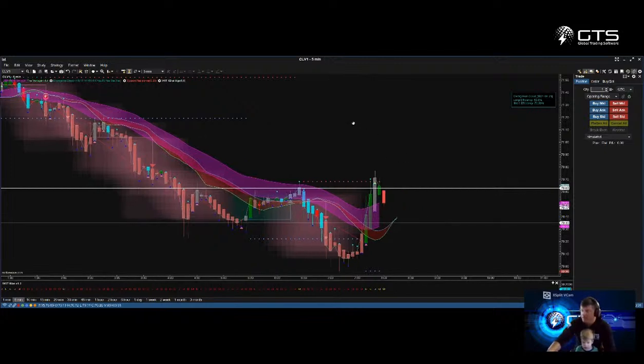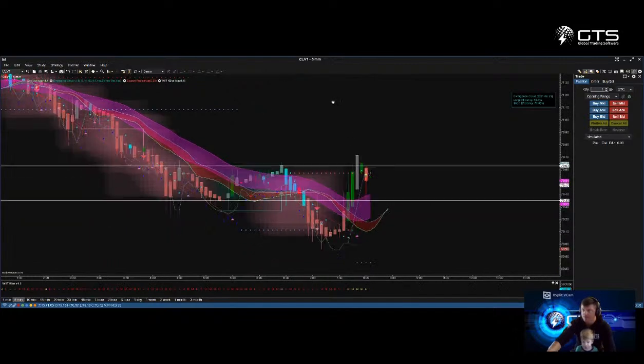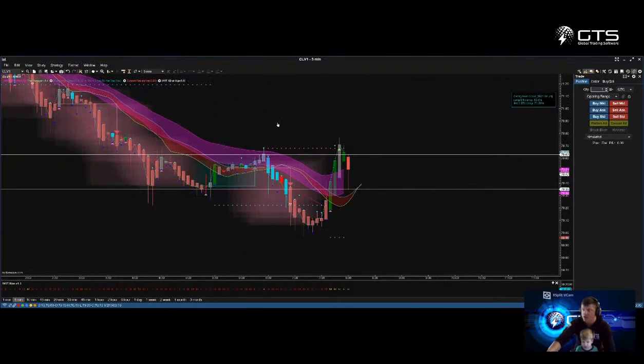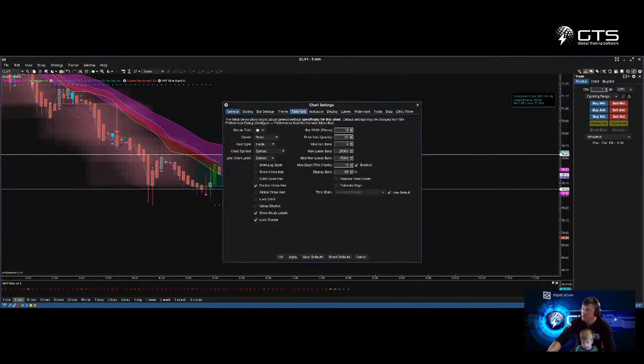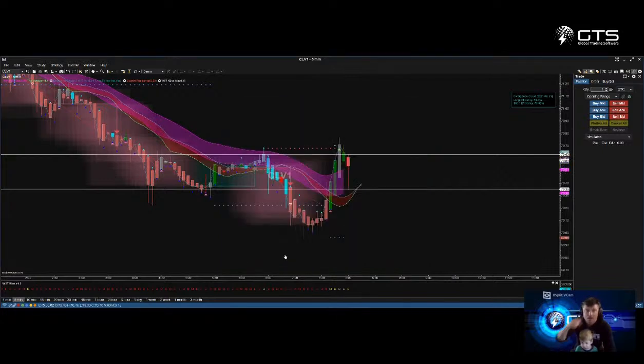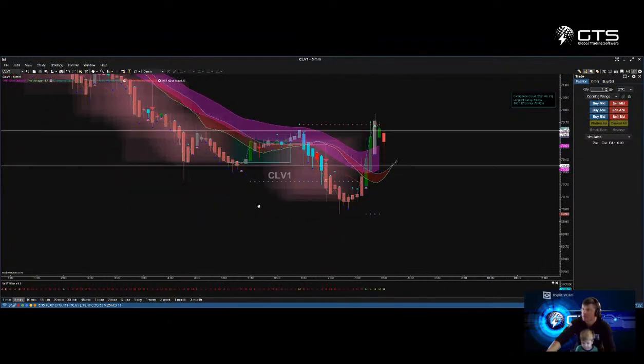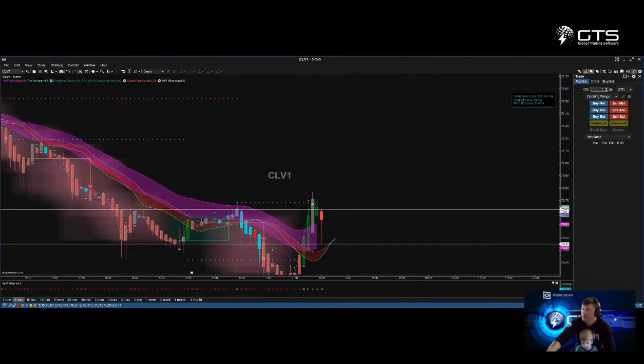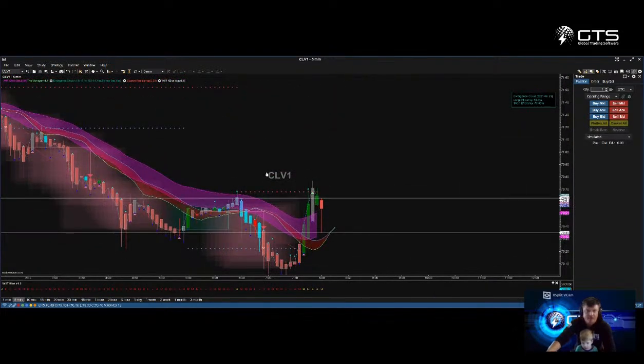Let me know if this chart is big enough for you guys to be able to see what's going on here. Let me add a watermark real quick so you guys can see what it is that I'm doing here. Show that watermark. Make it to where you can see it. There we go. You can see a CLV1.